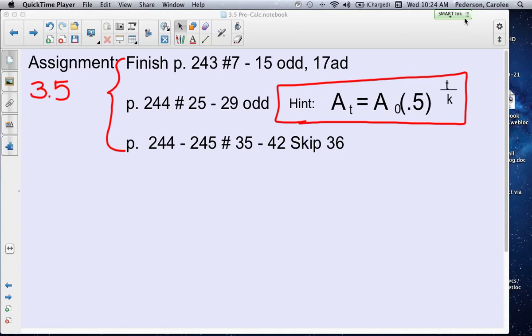And I gave you the formula. Does that formula look familiar? Yes, that's the formula we use with radioactive decay problems. And then 35 through 42, do all of them, but skip number 36. It is a lengthy assignment. We are really focusing on, do you know how to do application problems? We're getting into the IB way because you will have lots of application problems on this next test.